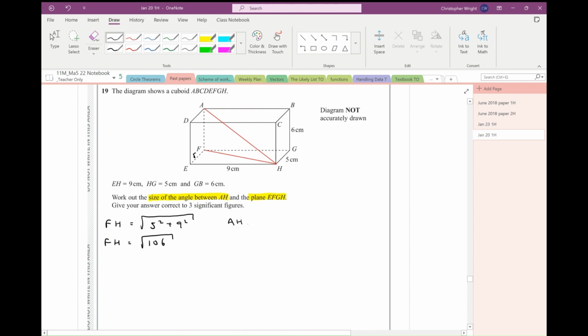AH is going to be the square root of 5 squared plus 9 squared plus 6 squared. So that is going to be the square root of 142. Good. Okay. I also, by the way, know the length of AF is 6.